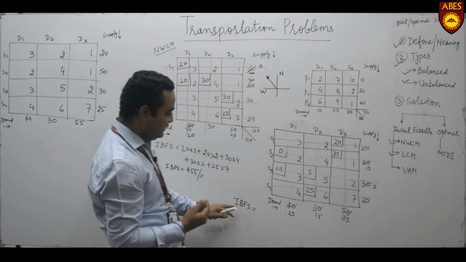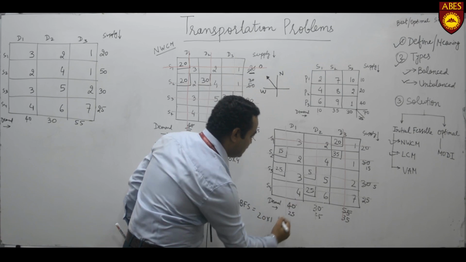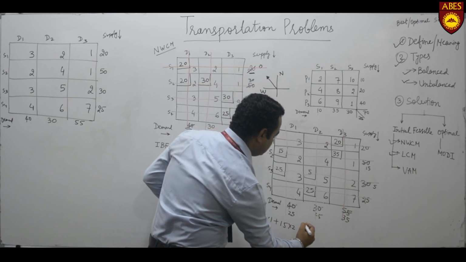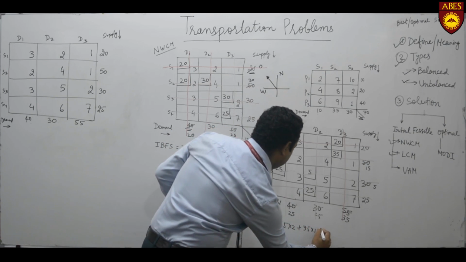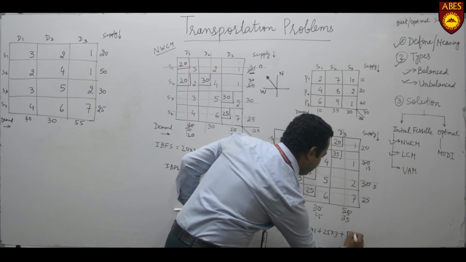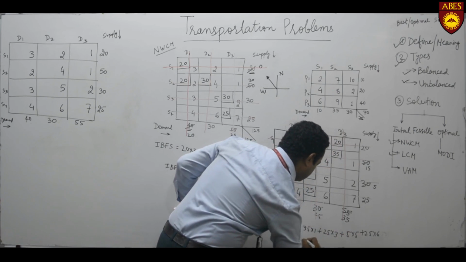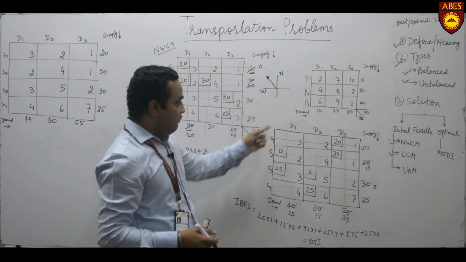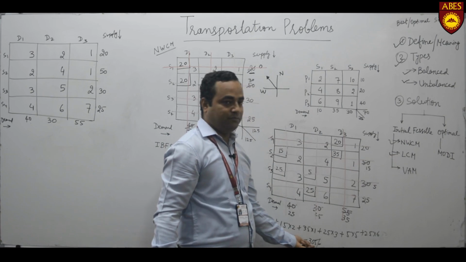Now in the same way we find the IBFS. 20 multiplied by 1 plus 15 multiplied by 2 plus 35 multiplied by 1 plus 25 multiplied by 3 plus 5 multiplied by 5 and 25 multiplied by 6, that is around 355. So the total transportation cost for the least cost method comes to 355.